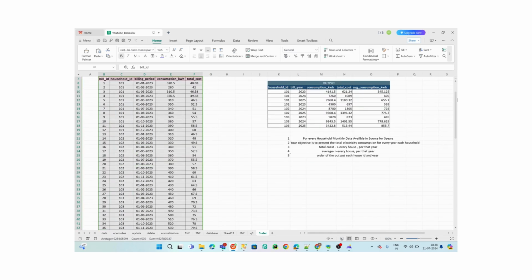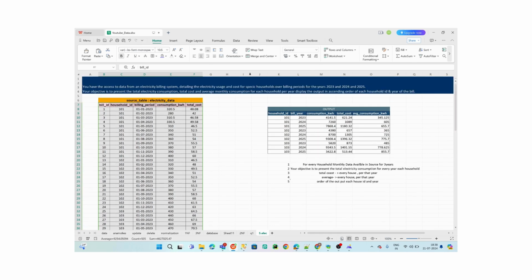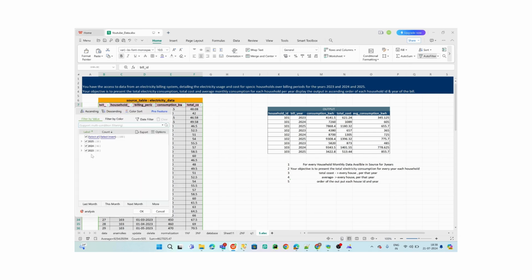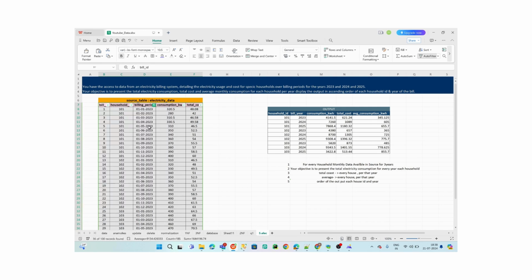Let me filter out the data. So we have 3 years data. Let me filter out only 2023. So 36 records is expected because we have three customers. Three customers means three households: 101, 103, and 102. So we have 3 years data for each and every month. What is the consumption and what is the cost? So this is about our source data.